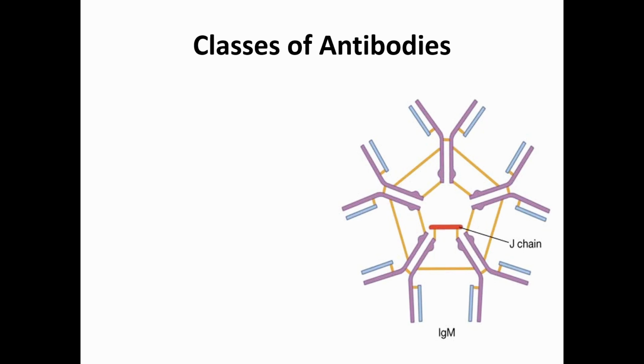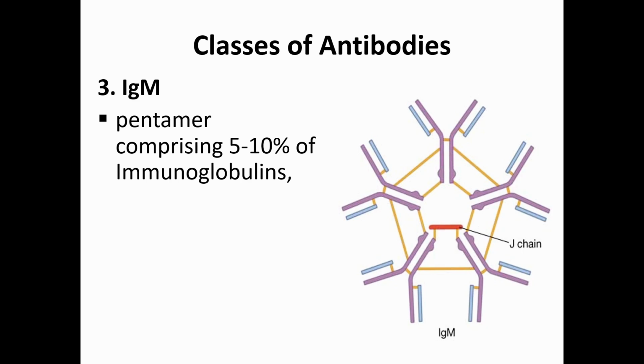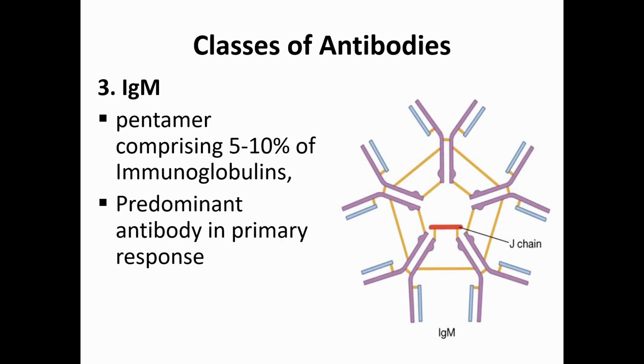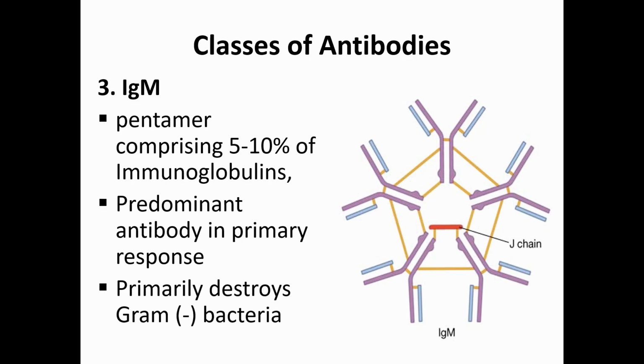Next, you have your IgM. It is a pentamer, meaning you have 5 units of antibodies, composing 5 to 10% of your immunoglobulins. It is the predominant antibody in the primary response and primarily destroys gram-negative bacteria.